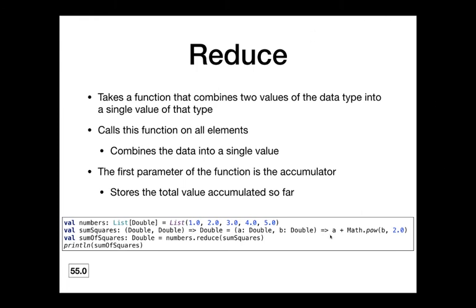So if I want to compute the sum of the squares of a data structure, for example, I'm going to create a function that takes two doubles and adds the first parameter to the square of the second parameter, and then call reduce on that function. Reduce is going to call that function on each element of the data structure, starting with the first two.